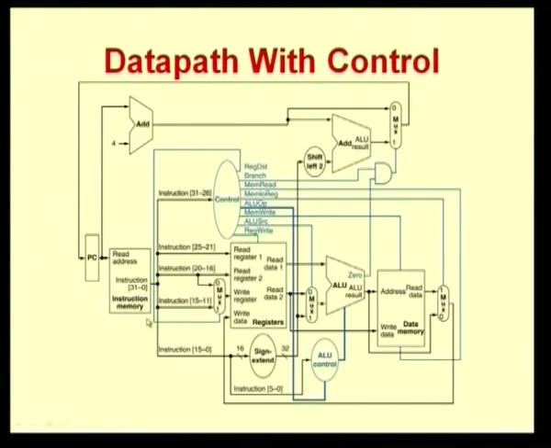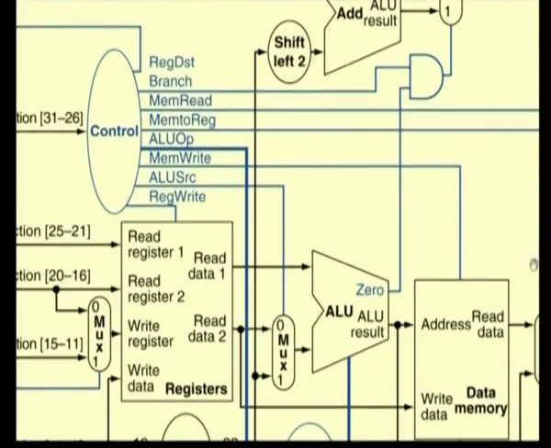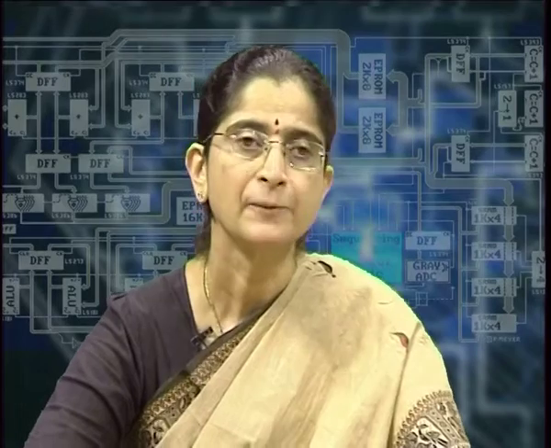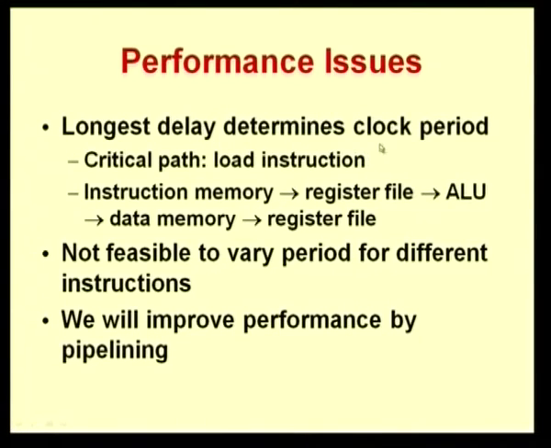So, we have to find out the longest amount of time that it will take. Obviously, we know that different paths are excited for different instructions. The instruction that takes the longest path will be the one which determines the maximum time it takes for an instruction to execute, and that will be the time we have to choose for the clock. So, we say that the longest delay determines the clock period.